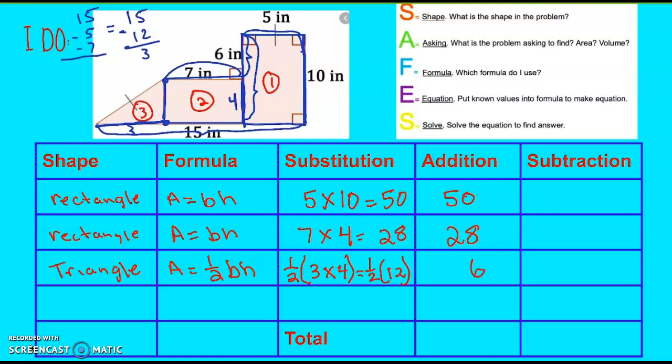Okay. So now that I figured out each figure by itself, in order to figure out the composite figure, which is everything together, you can add them all up. 50 plus 28 plus 6 will give me 84. So my total is 84, and it is inches squared. Remember, because area is noted as square.